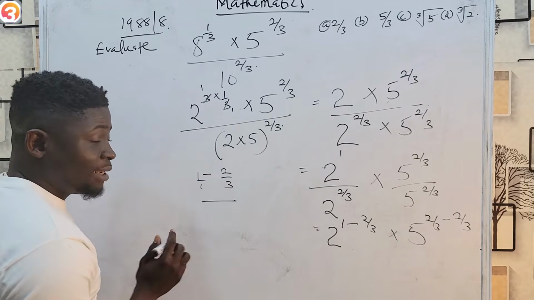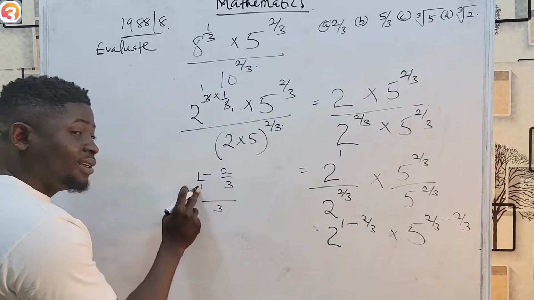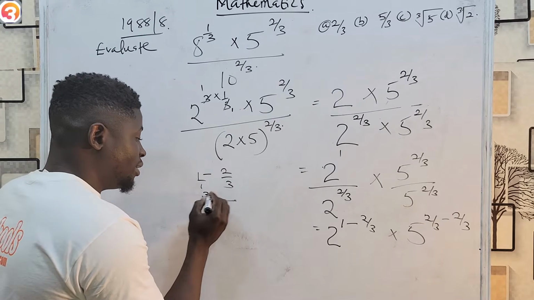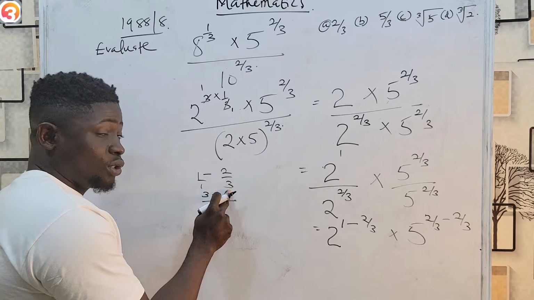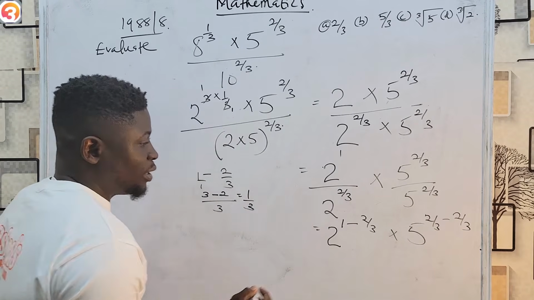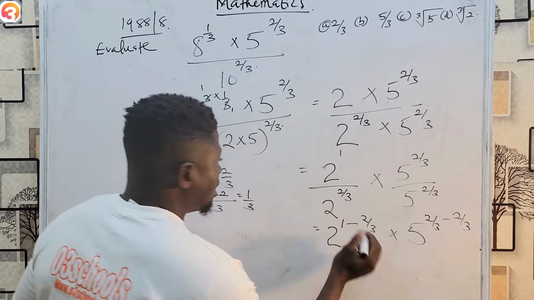So the LCM is 3. 3 divided by 1 is 3. 3 times 1 is 3. So 3 minus 2, which is 1, over 3. 1 times 2 is 2. I'm going to have 1 over 3. Let's take it up here.